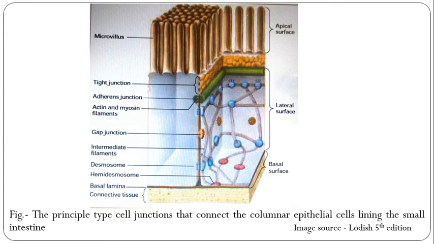The outermost surface, the plasma membrane or outer layer of the cell, has the microvilli. Tight junction, adherens junction, actin and myosin filaments are the proteins. Gap junctions, intermediate filaments, desmosomes, hemidesmosomes, basal lamina, connective tissue. So these are the principal types of cell junctions that connect the columnar epithelial cells lining the small intestine. We'll see all details in De Robertis; the fifth edition is a good edition for the study of the cell.